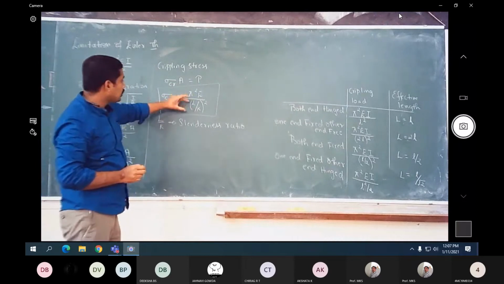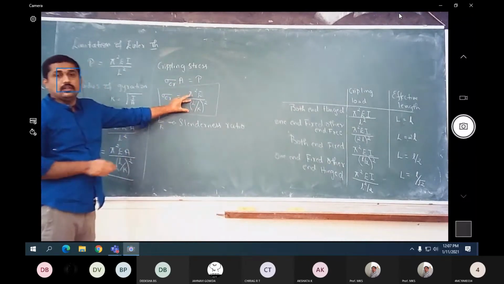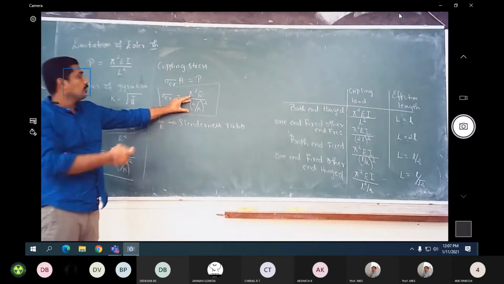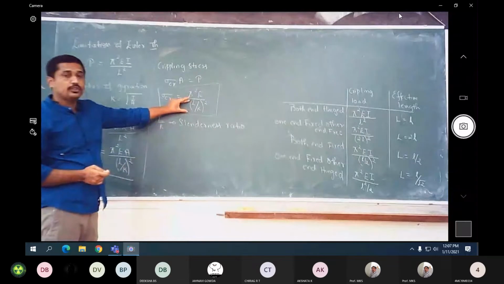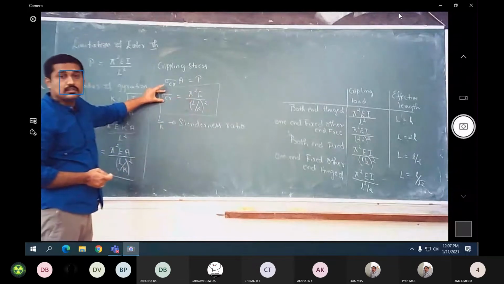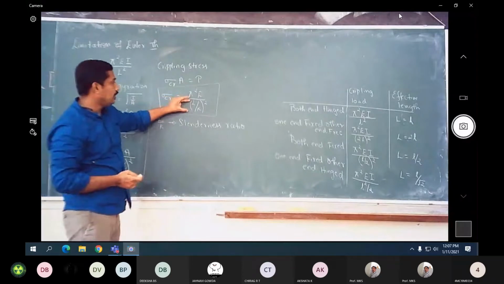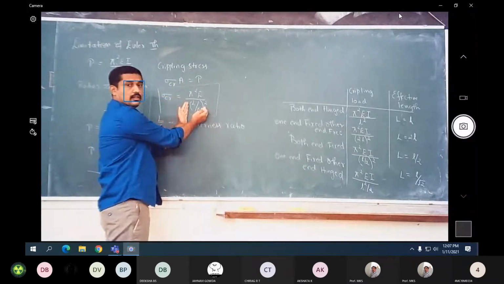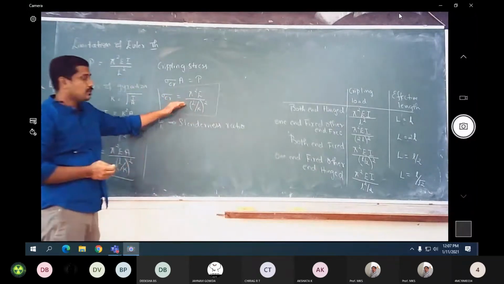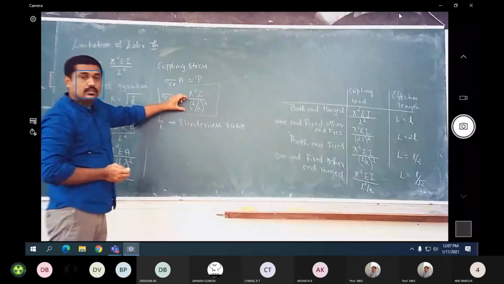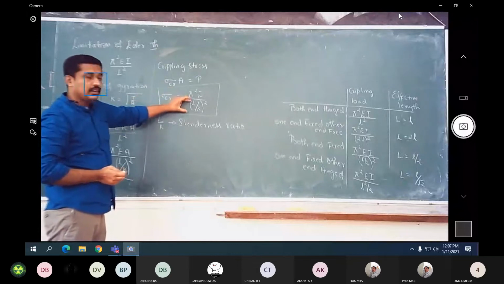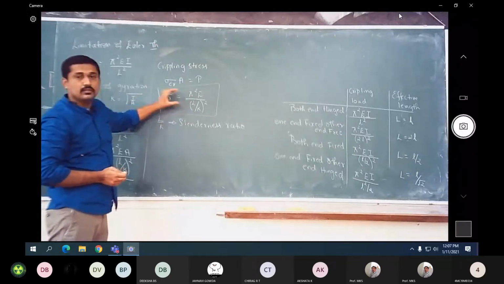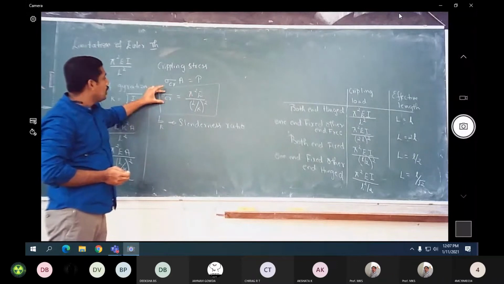If this slenderness ratio increases, the stress decreases. Since it is in the denominator, if this value increases, the stress value decreases, as this is divided by it. As this number increases, since it is divided, the crippling stress value decreases.